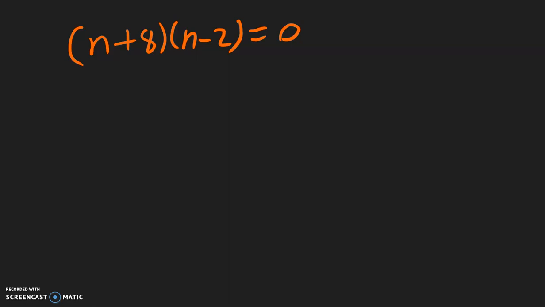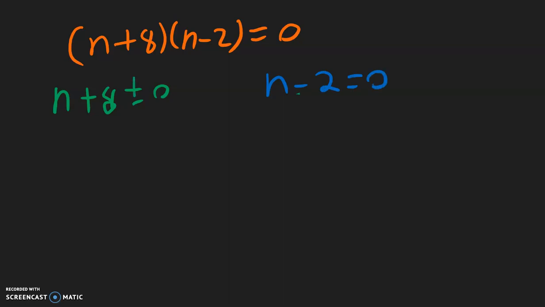So when you have two numbers that are multiplied to 0, if you think about this, a number times another number equal to 0, what do we know at least one of these numbers has to be? One of them has to be 0. So either the first one can be 0 or the second one can be 0, because 0 times anything is equal to 0. So now we can set each of the factors equal to 0. So we have n plus 8 equal to 0 and n minus 2 equal to 0.